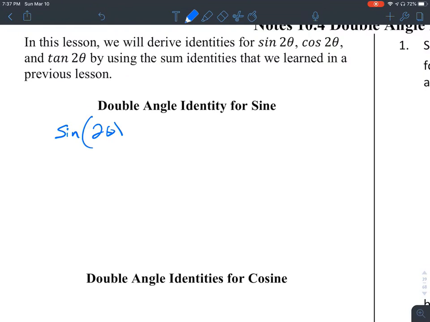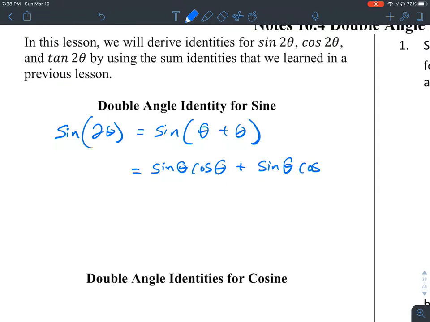Sine of 2 times theta, I think we could all agree, is the same as sine of theta plus theta. Now that's a double angle identity for sine, which is sine of the first angle times cosine of the second angle, plus sine of the second angle times cosine of the first angle. Well, look, these two terms are identical, which means we have two of those.